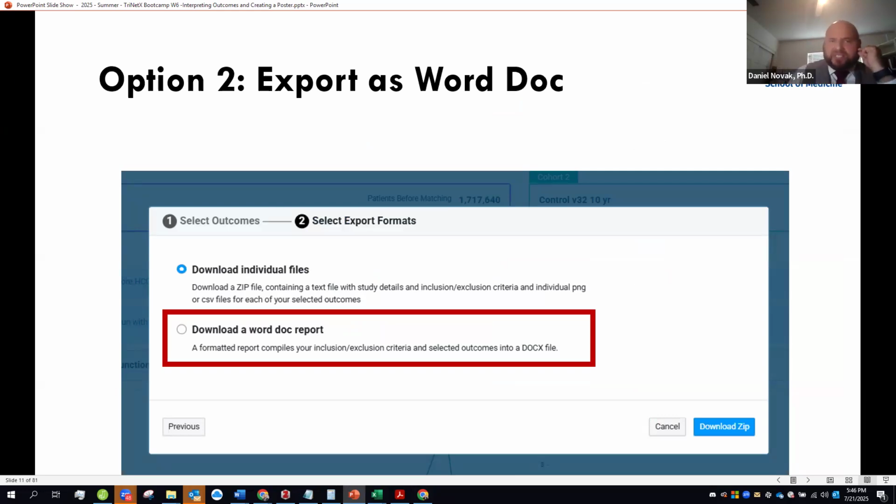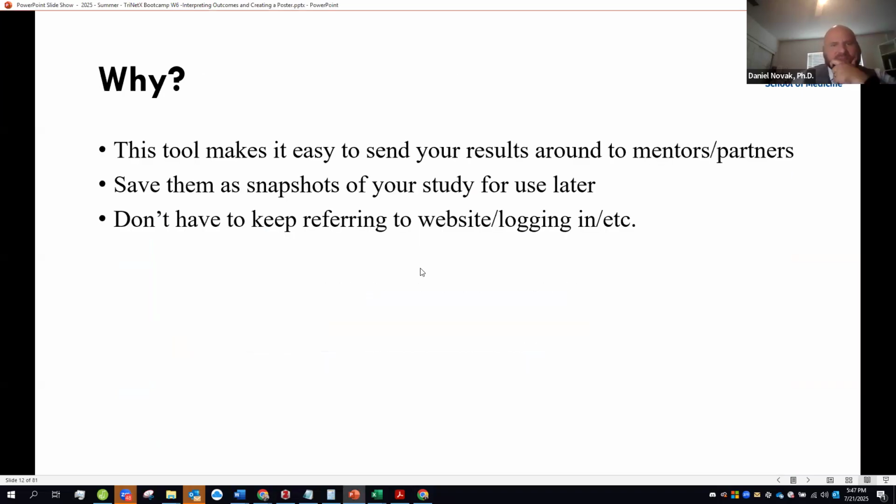Option 2, as I mentioned in session 4, is to export everything as a Word doc. And again, this is great to share with people if you need to summarize all of your document, all of your ICD-10 codes and all of your information just into one place. The Word doc does a fantastic job of getting it all in there. So it makes it easy, as I said, to send it around to mentors and patients. You can save them as snapshots for later. And you also don't have to keep referring to the website, logging in, scrolling. You get it all in one document, and you can copy and paste out that.